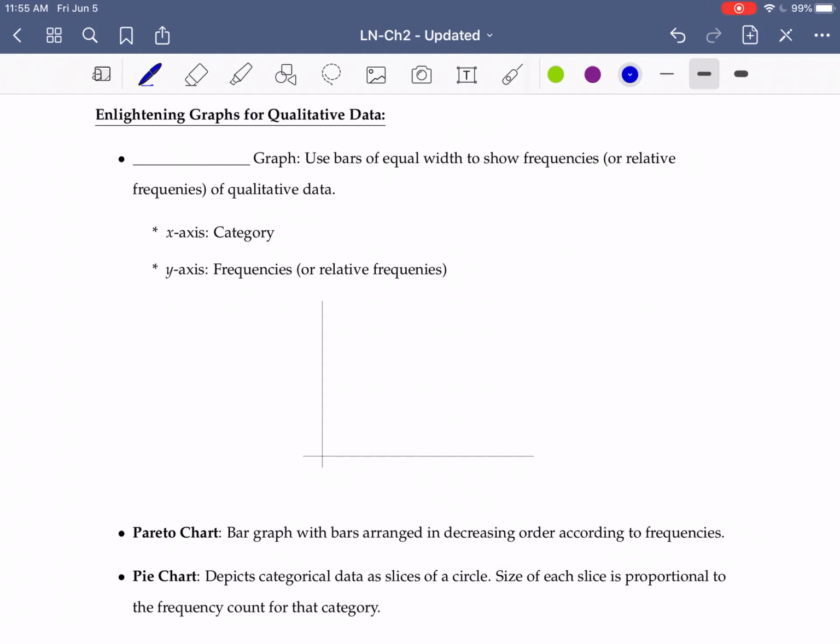In this video, we're going to take a look at enlightening graphs for qualitative data. Right, so qualitative data, that's data that is not numbers that represent counts or measurements. So it's also called categorical data. And so one way that we can represent qualitative data is by using bar graphs.